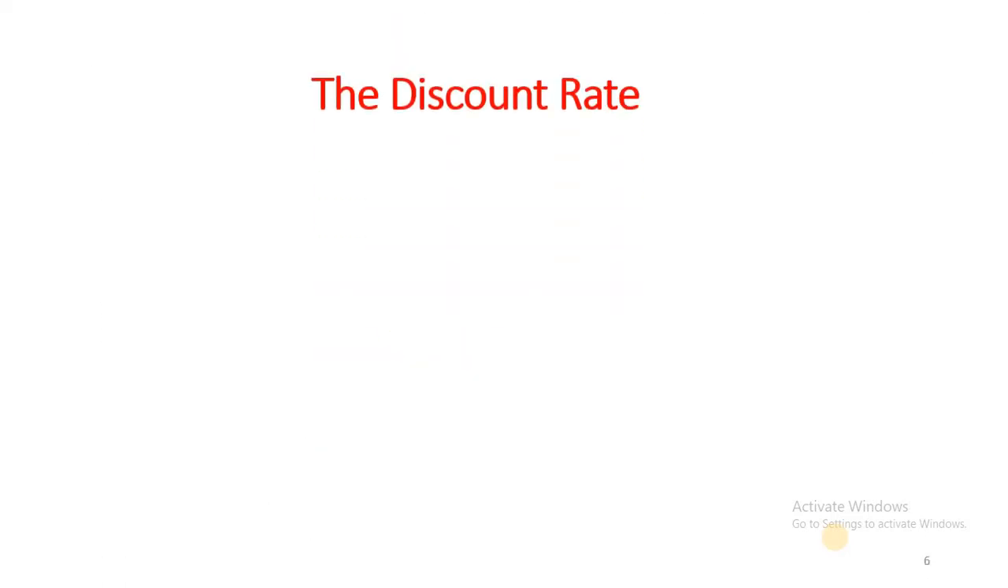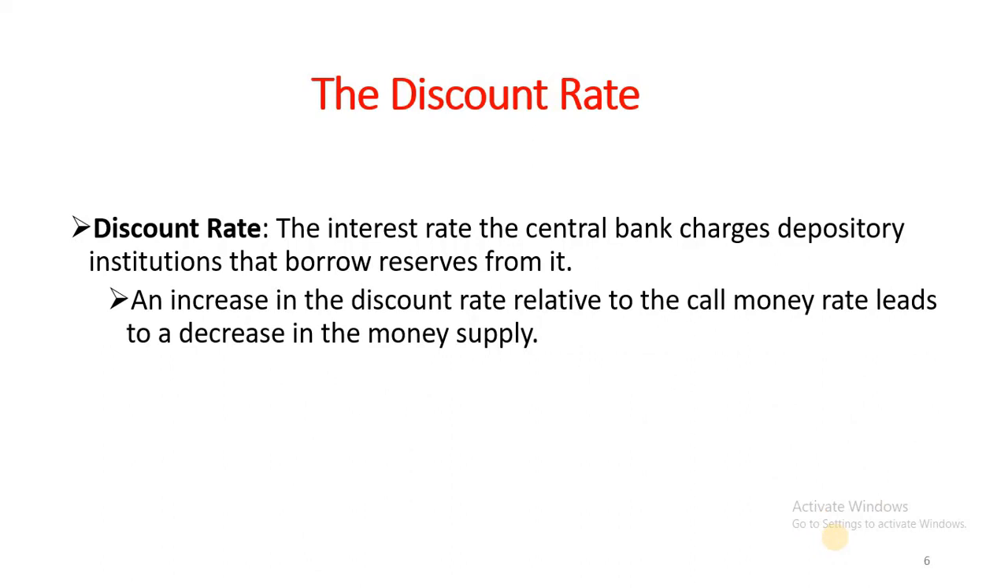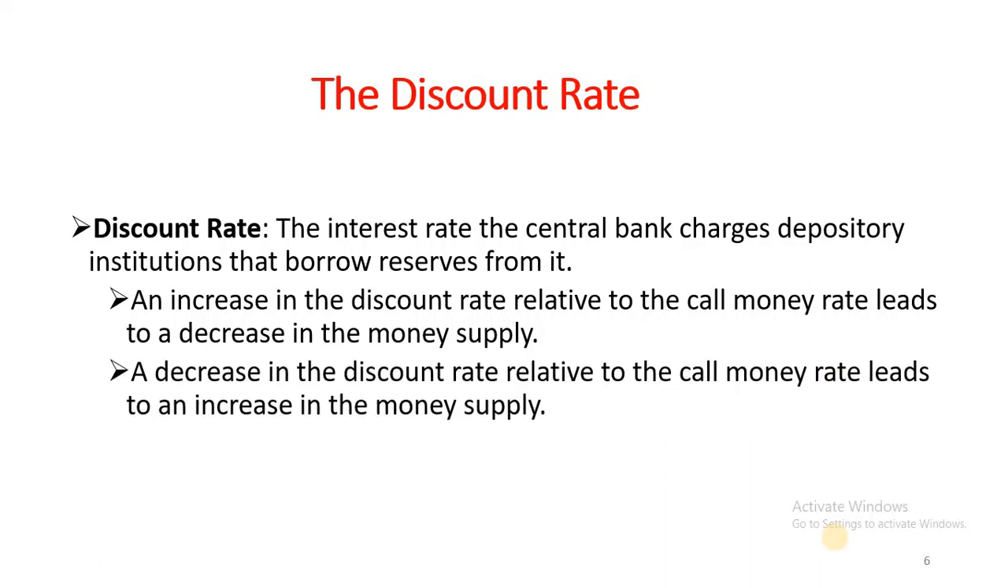Finally, we'll look at discount rate. Discount rate means the interest rate charged by the central bank to provide loan to the financial institutions or to the commercial banks. So, discount rate is the interest rate of the central bank. And increase in this discount rate relative to the call money rate leads to a decrease in the money supply. Similarly, a decrease in the discount rate will lead to an increase in the money supply.